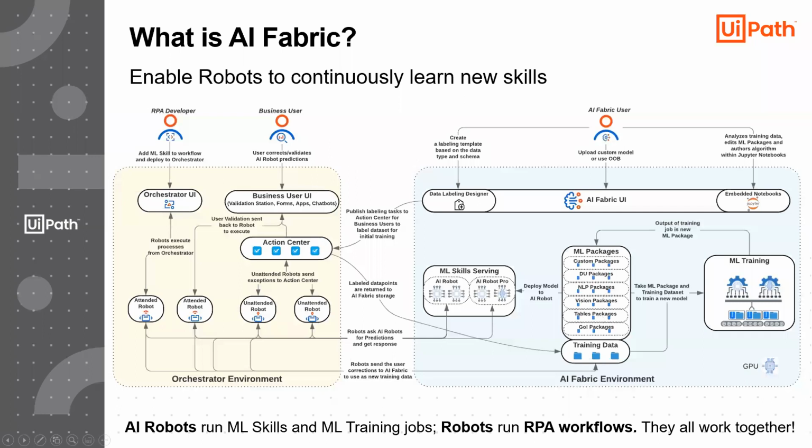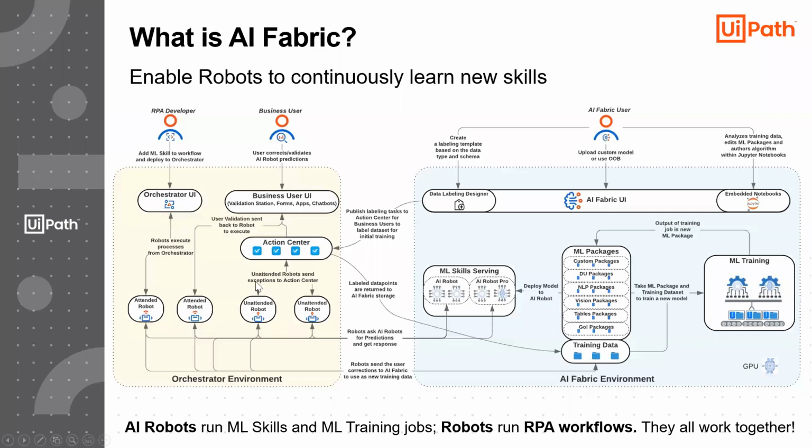And the way that we communicate with the rest of the platform is that when we deploy a robot, then you can have ML skills, and these ML skills will be called by your robots. So attended and unattended robots will call ML skills, and we'll get some prediction, some classification, and based on that, you will be able to automate your process, basically. So for an RPA developer, it's just a new activity that would come into Studio, allowing them to call the machine learning models that are deployed on your AI Fabric.